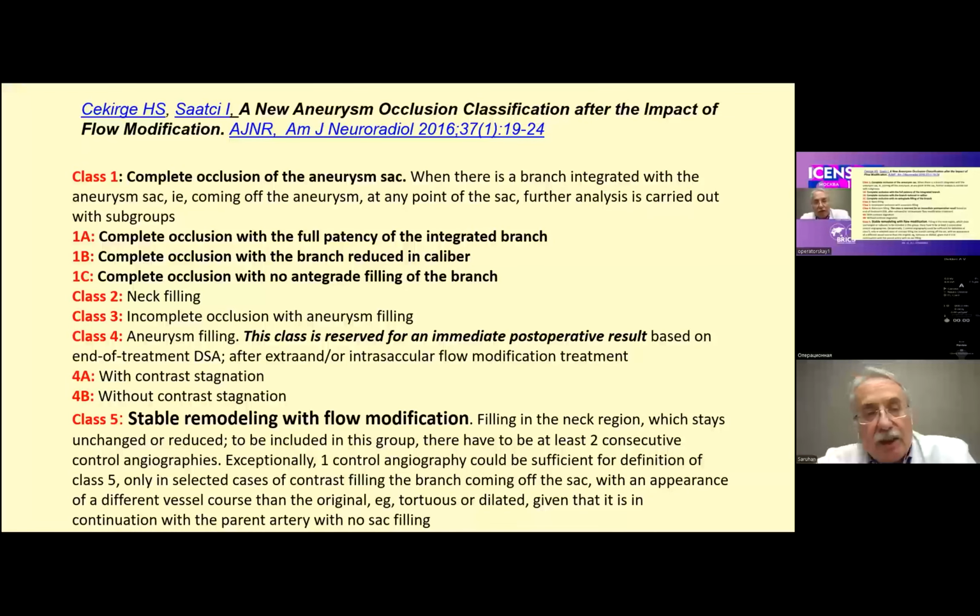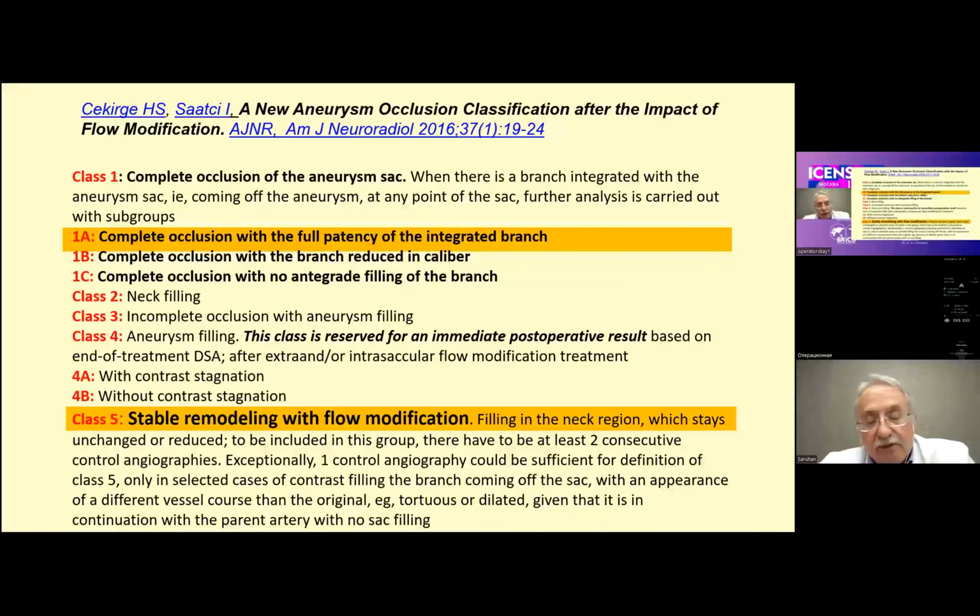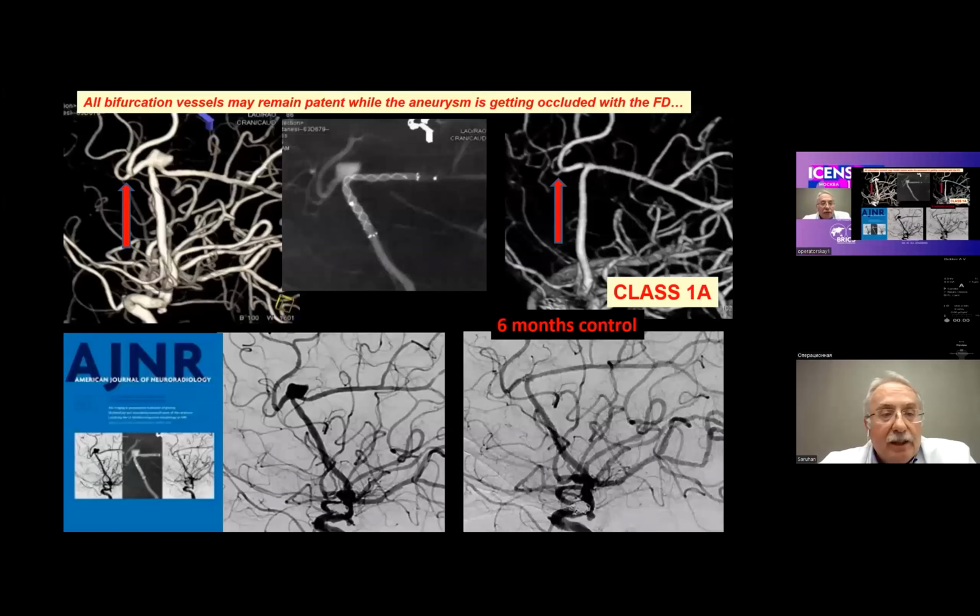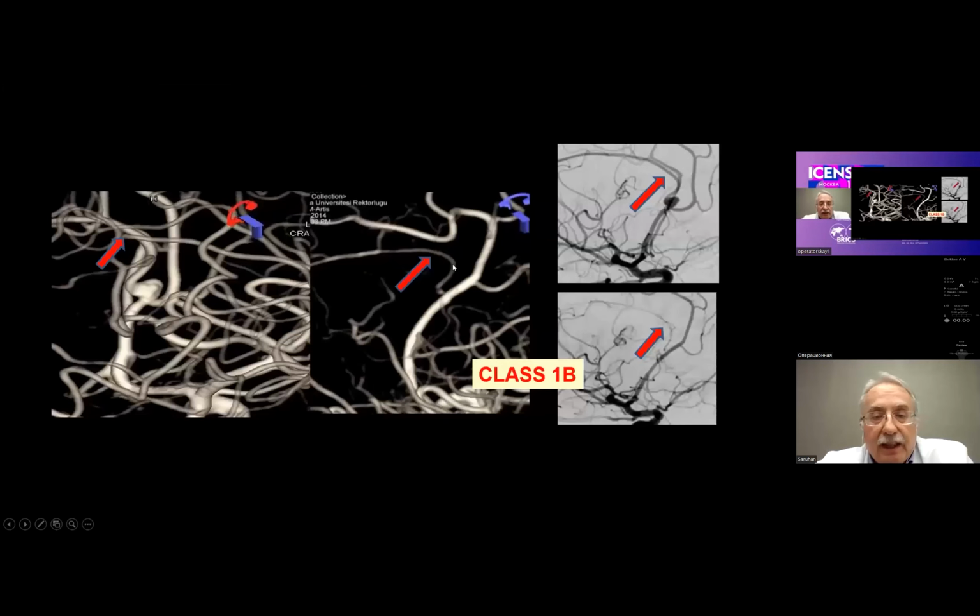We created this classification to be able to talk the same language between us. And basically, when there is an integrated vessel, full patency with the complete occlusion, we call it class 1A in such a bifurcation.